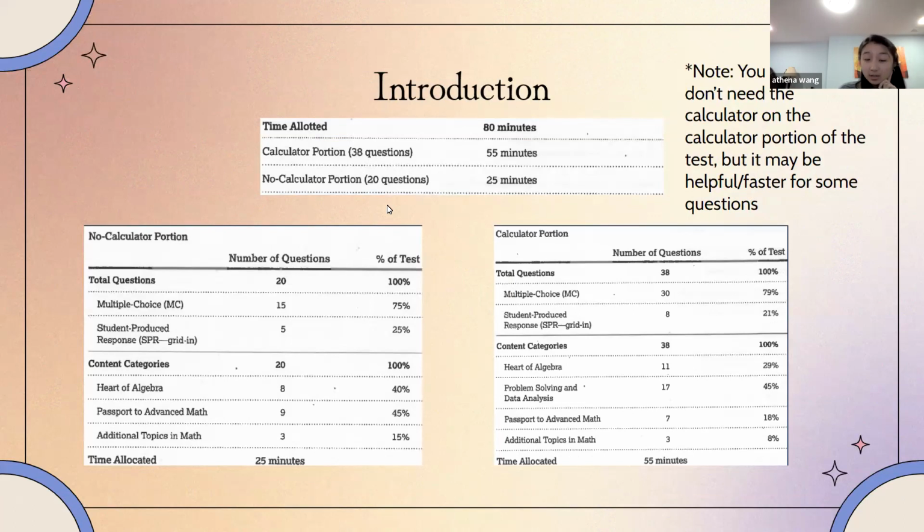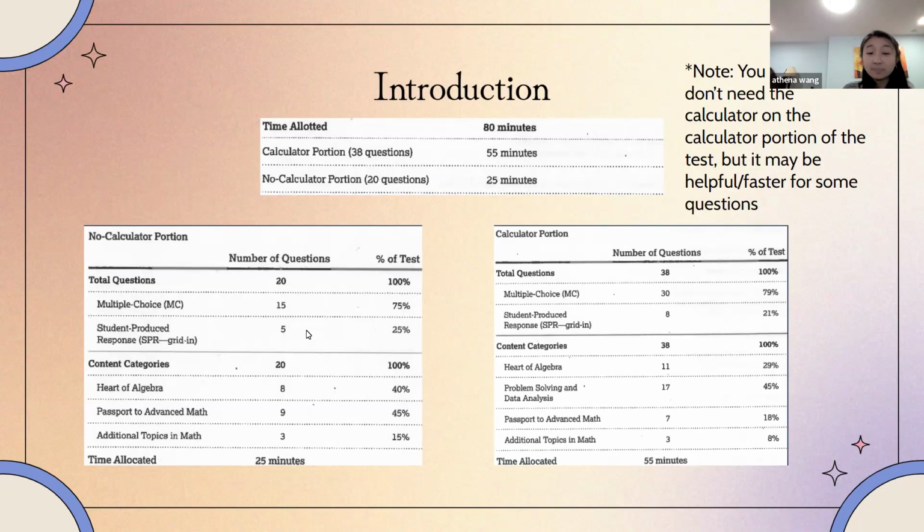and 5 of them are student-produced response, which are grid-ins, and these are questions where they don't give you answer choices for you to pick from. You have to figure out the answer yourself, but you have to bubble in your answer. So that means for each digit that you have, you bubble that digit in.